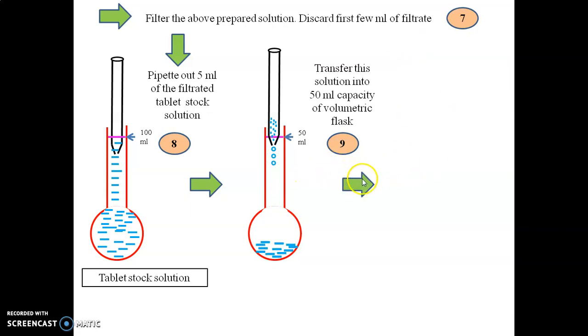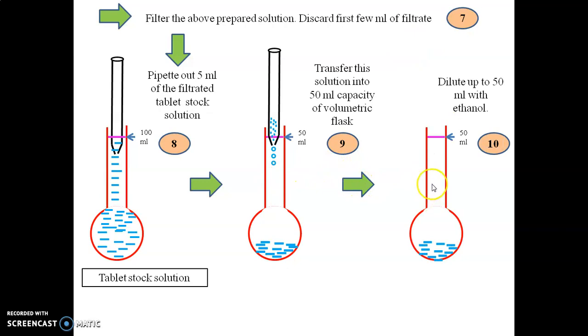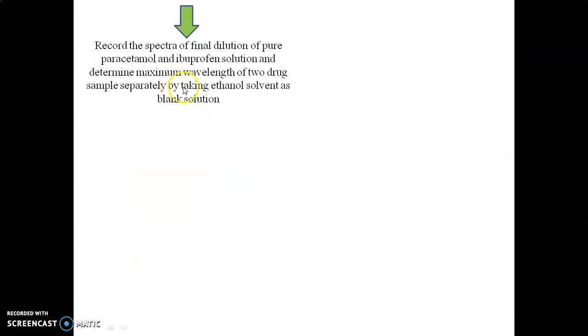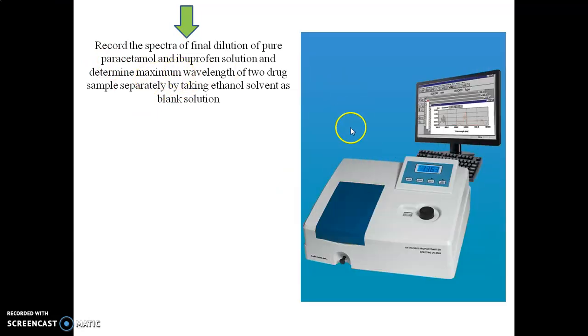Then dilute up to the 50 ml with ethanol. So this is the final dilution of the tablet, and make the same label onto this volumetric flask. Then record the spectra of the final dilution of pure paracetamol and ibuprofen solution and determine the maximum wavelength of the two drug samples separately by taking ethanol solvent as a blank solution.